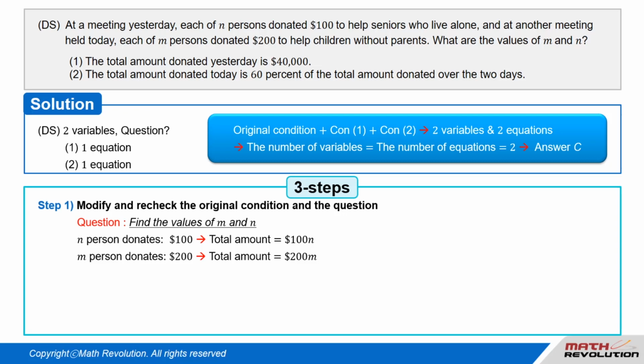This type of question has been very common in recent exams. It may seem complicated, but with the variable method approach, it becomes much easier. The answer is C because the number of variables is 2.